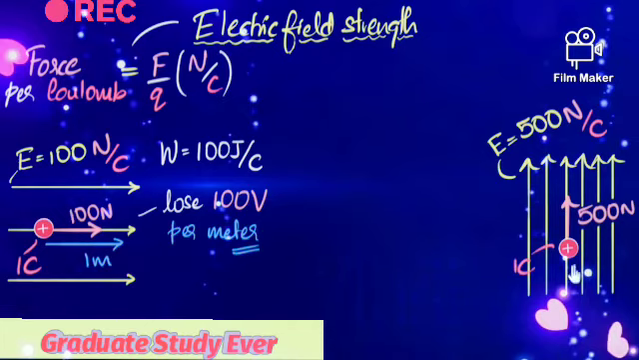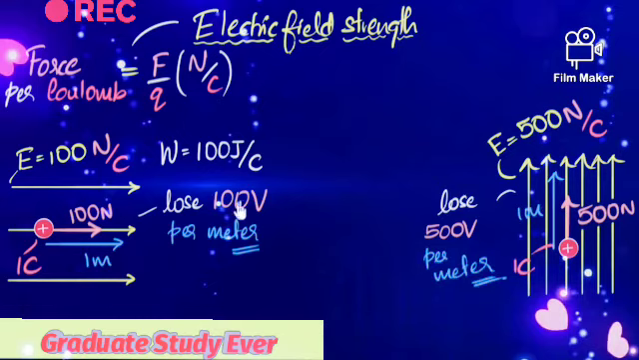Okay, now similarly, what can you say about this electric field? How many volts would we lose if you go 1 meter forward? All right, well, the calculation will be very similar. If I go 1 meter forward, so let's say this is 1 meter, the work done by the electric field would be 500 joules. So 500 joules per coulomb. So 500 volts for every meter you go forward. So in this electric field, we will lose 500 volts, much higher, 500 volts per meter.